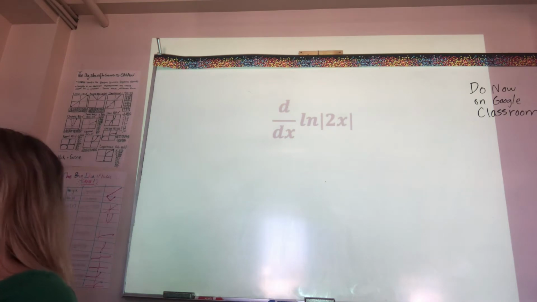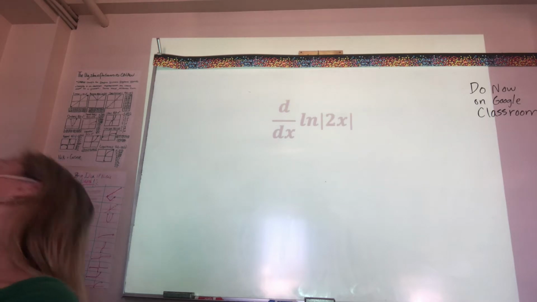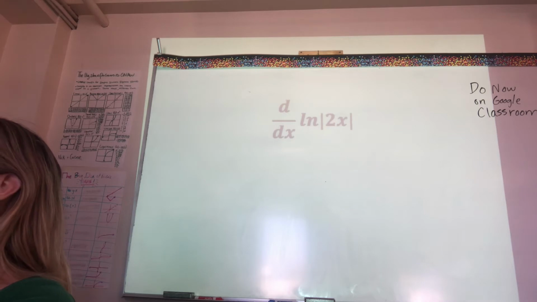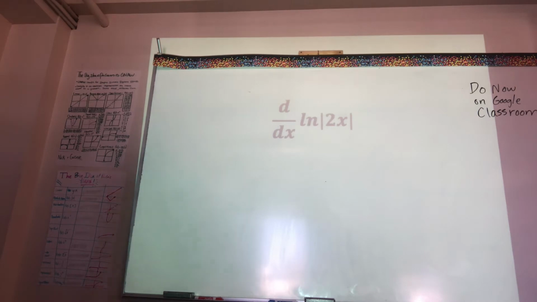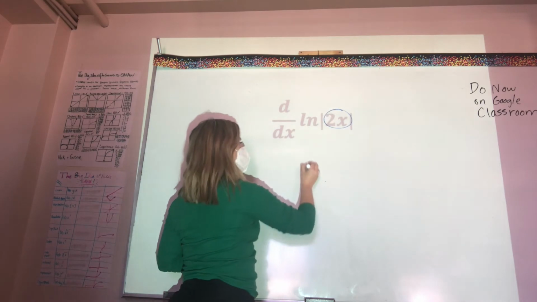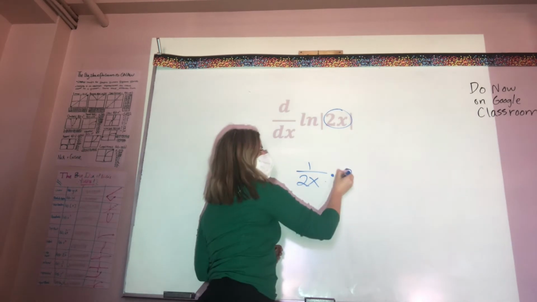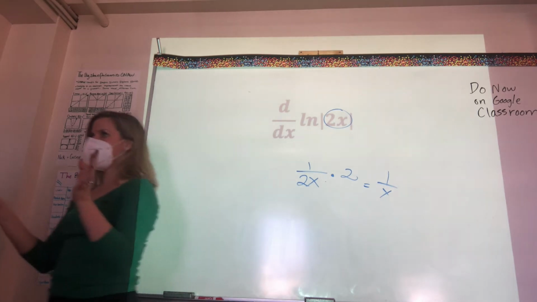What's the derivative of ln of 2x? No. What's the derivative of ln of u? 1 over u du, right? 1 over u du, let's all say that. So the derivative is 1 over u du. What's the derivative of the inside? 2. So 2 over 2x, and 1 over x is the final answer.